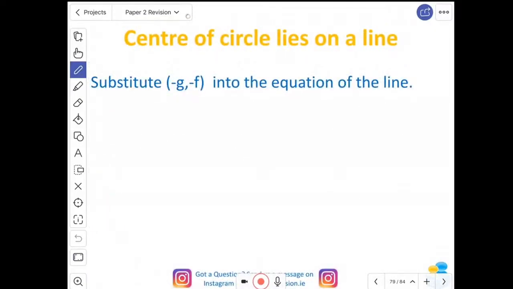Another one, just to mention, the last big thing I want to mention for today is that if one of the clues you're given is something to do with the center of the circle lying on a line. So sometimes it will say a circle has the point 1, 3, 2, 7, and its center lies on the line 2x plus y equals 10. The big trick you need to remember for that one is you substitute minus g, minus f into the equation of that line for x and y, and that will give you your third equation, and you'll have your 3 equations with 3 unknowns, and you can solve them simultaneously.